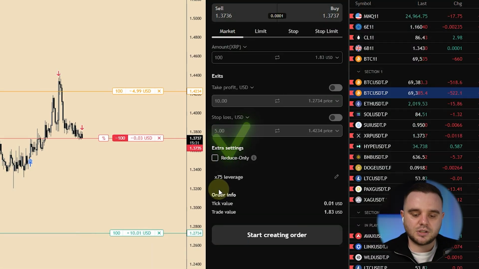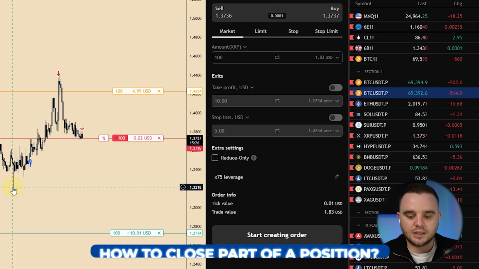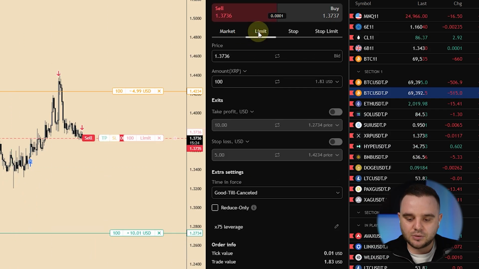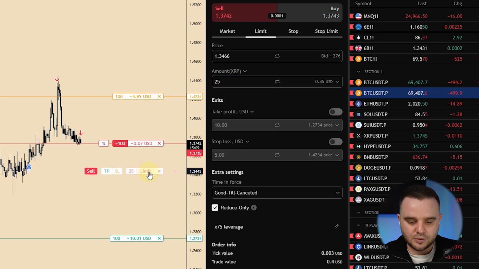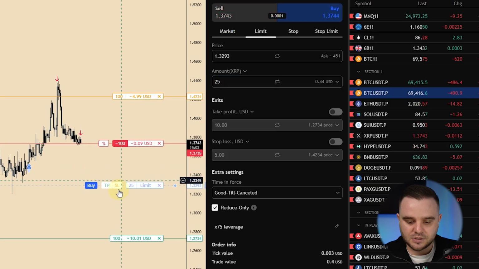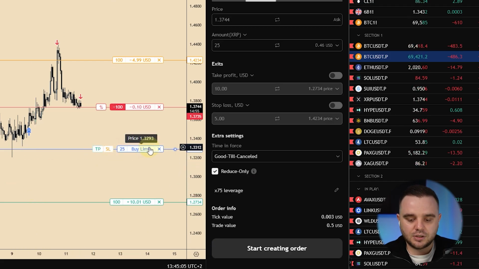Let's assume a situation where you would like to close part of your position if price reaches, for example, this key level. You can set up a limit order and you can add reduce only. For example, you have 100 coins. Instead of 100 coins, you can choose, for example, 25 coins. As you can see here, this limit order must be a buy limit order, reduce only, and poof, we just set it up. And if price reaches it, it only reduces your 100 coins. It won't open any new position.